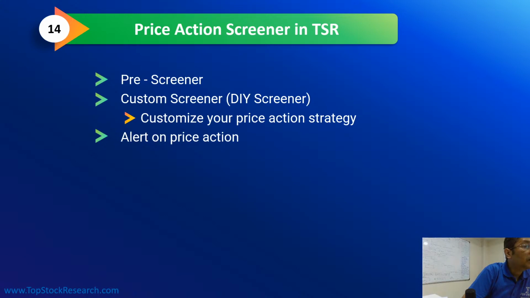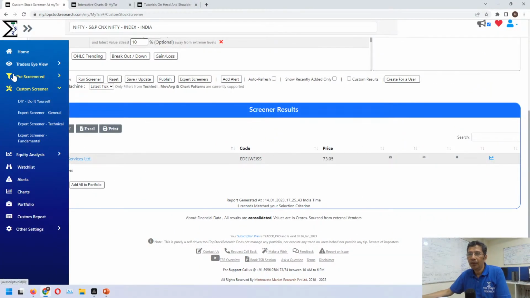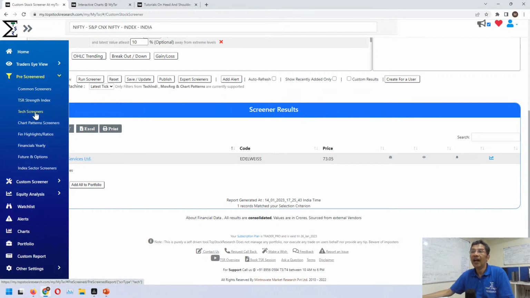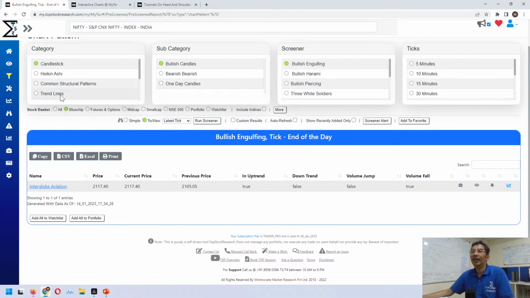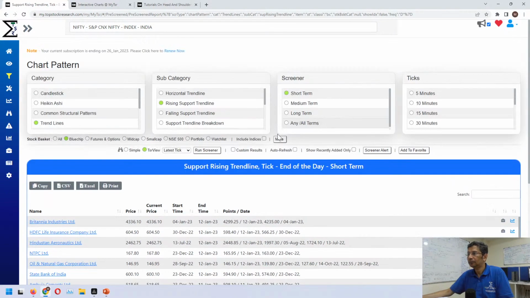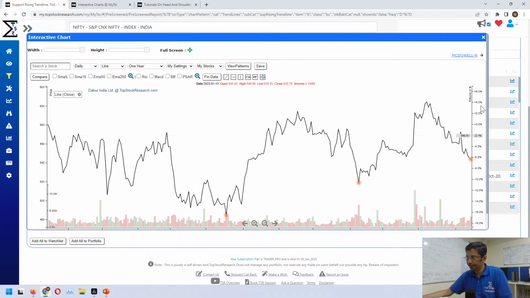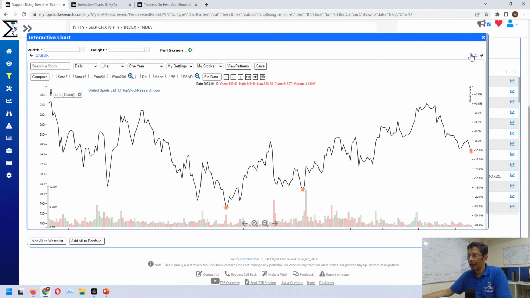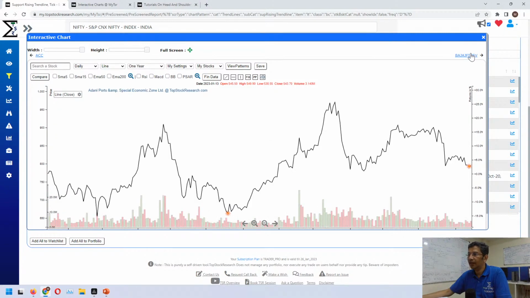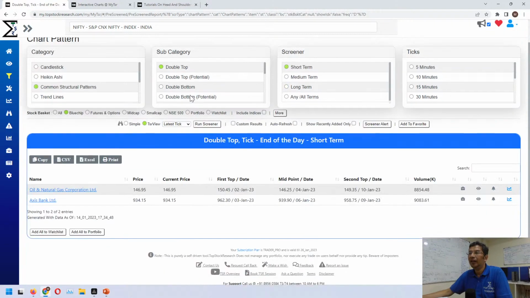Then screen of strong trend. Mehul, I remember we saw, so maybe I'll just use that as an opportunity to show you a couple of things, right? Number one is basically you need to look at trend line, rising trend line, long term. You'll find that these are the stocks which are in uptrend, right? This is one way of looking at it, right? Uptrend. The second example would be rising channel.